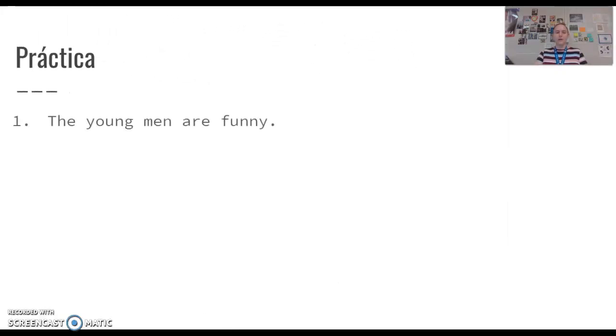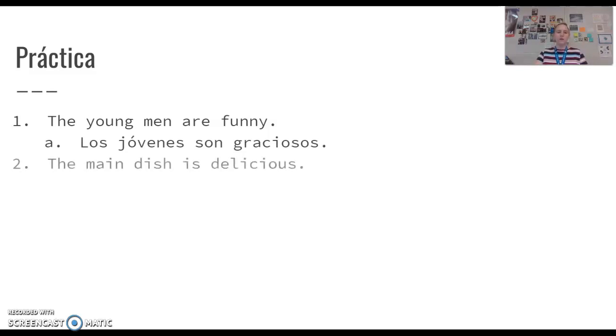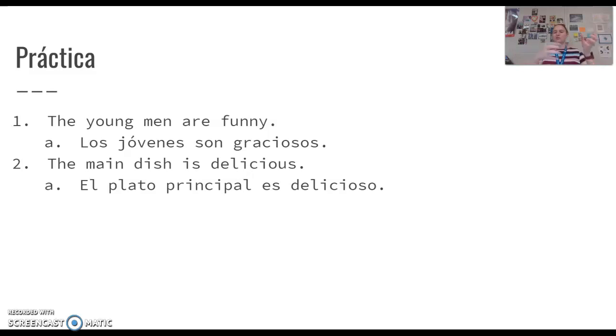All right, number one. The young men are funny. Los jóvenes son graciosos. So this would be a characteristic. So, son. The main dish is delicious. El plato principal es delicioso. It is, so that is a description. If it is not normally delicious, like let's say that your mom is a really terrible cook and you're like, oh wow, mom, this is actually really good, then you would use está.